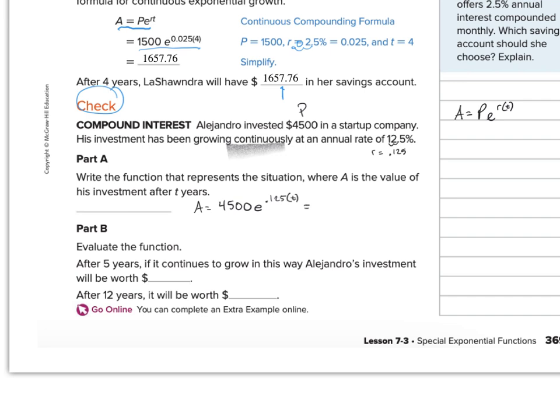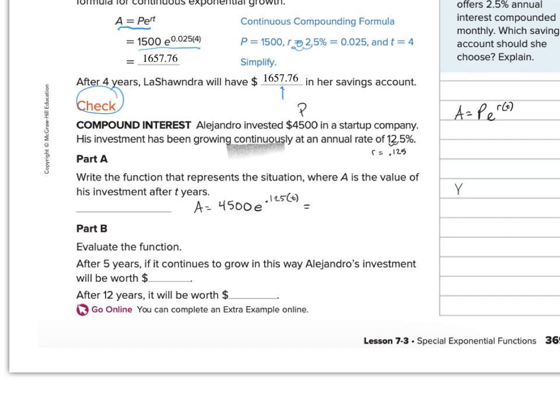And then that would be my function that will allow me to find out the value, and then evaluate that function. After 5 years, if it continues to grow in this way, Alejandro's investment will be worth what, and then after 12 years it will be worth what. Now the easiest thing to do here is to put this into your graphing calculator.